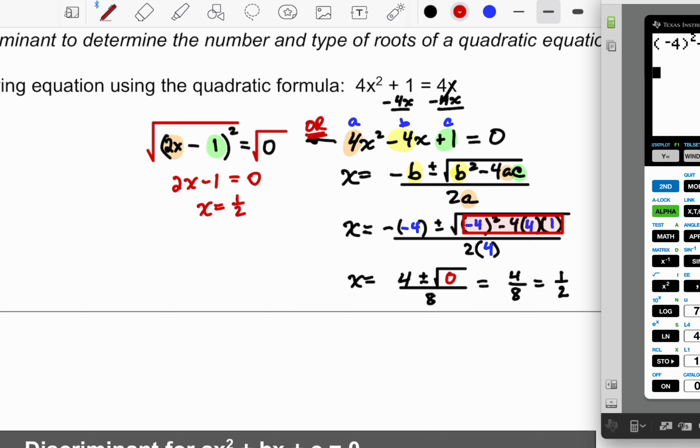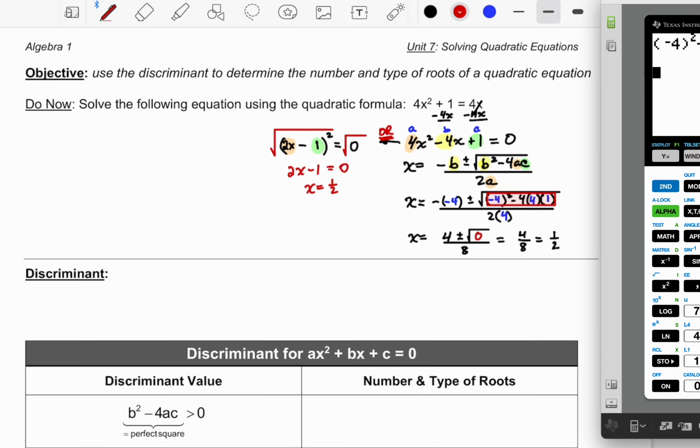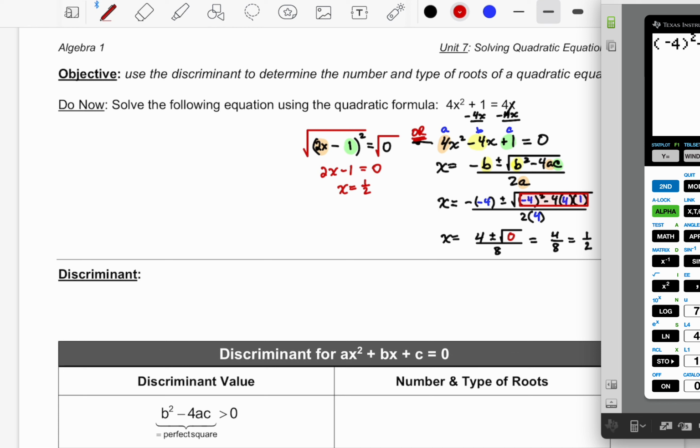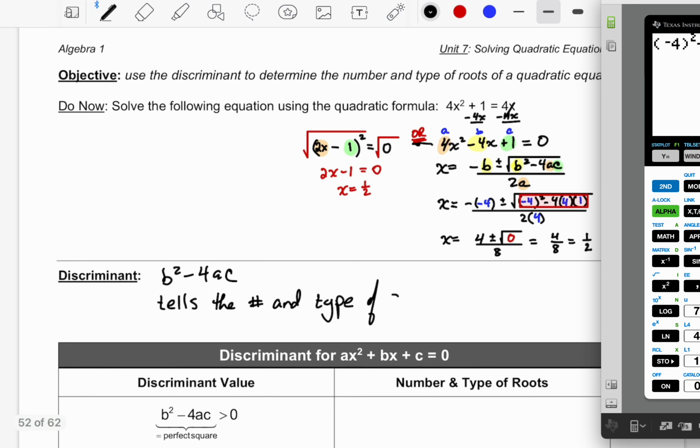The value of the b squared minus 4ac dictates what type of solutions that you're going to have. All right. So the discriminant, really it's not much of a definition. It's b squared minus 4ac. It tells you the number and type of solutions.